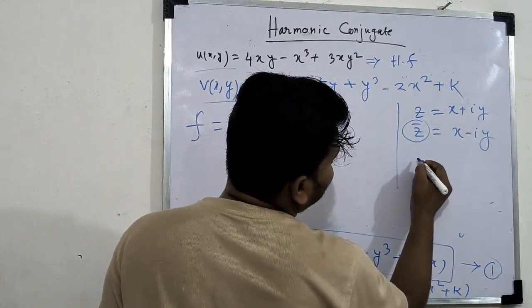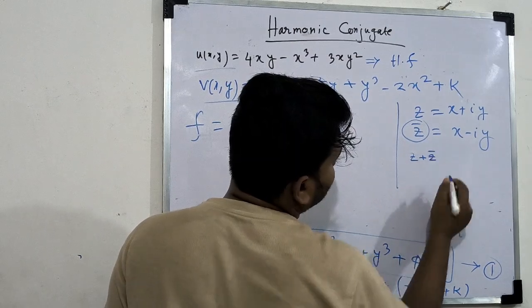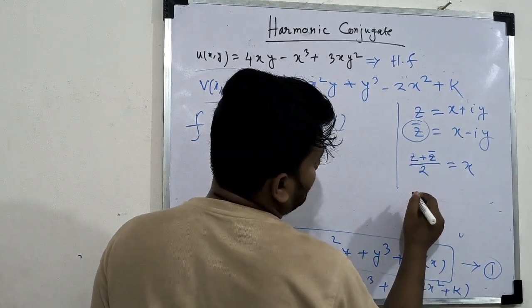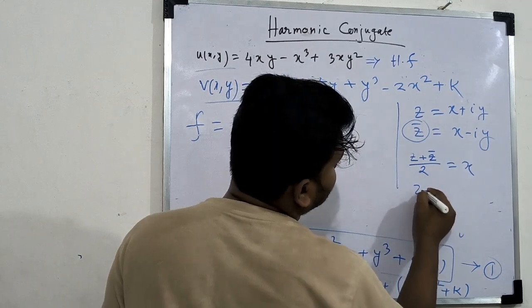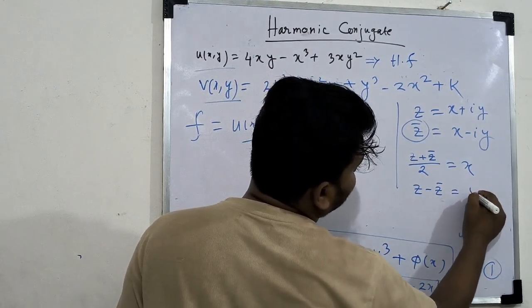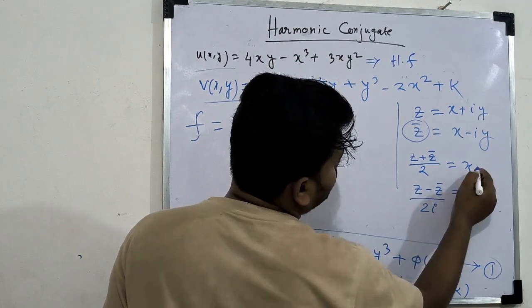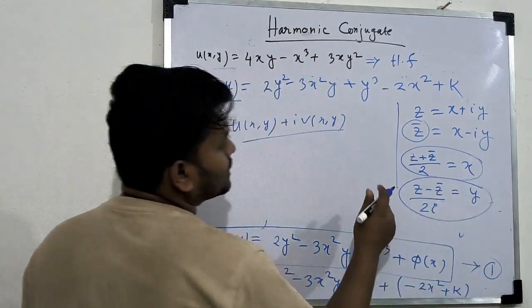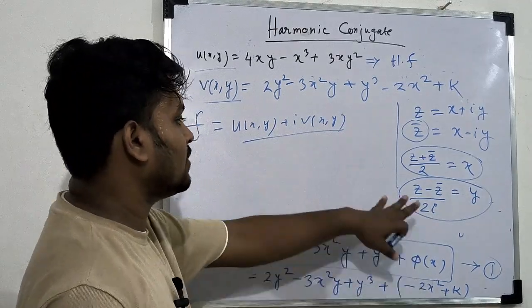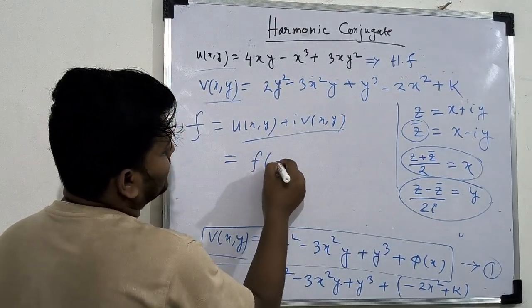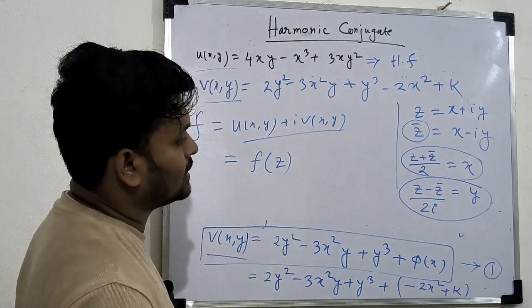From this, if we add z plus z bar, we get 2x, so divided by 2 equal to x, and from z minus z bar we get 2iy, that is y equals (z minus z bar) divided by 2i. So you get x in the form of z and z bar, and y in the form of z and z bar. By putting the values of x and y, you can write this in the form of z.